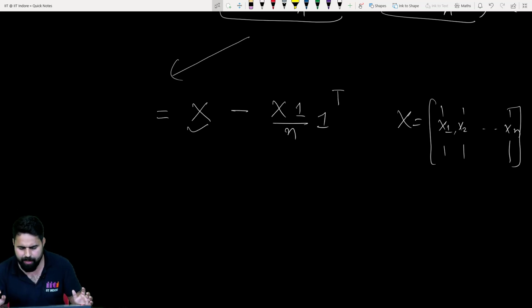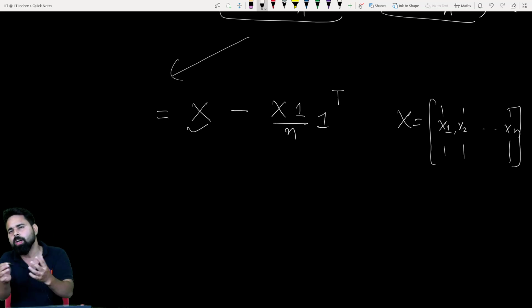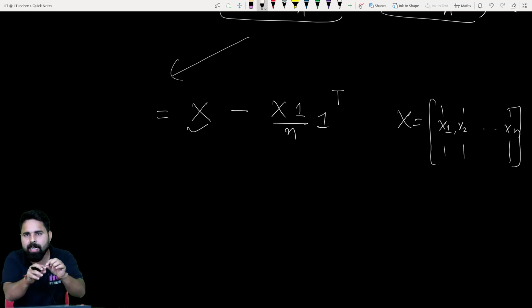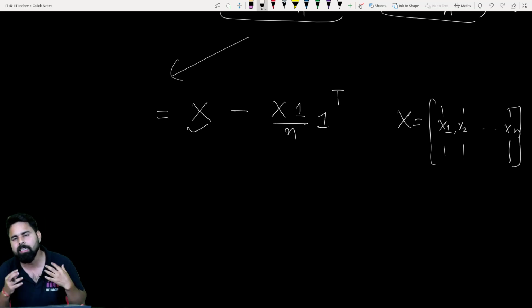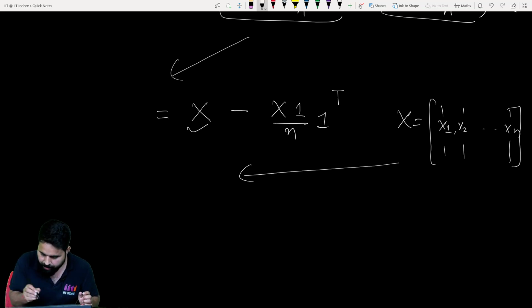Now from this data matrix, what am I doing? I am multiplying this data matrix with 1 on the right-hand side. That means we are adding these rows: every entry of the first row is added, then every entry of the second row is added, and then we are dividing by n. So it seems like we are taking the average of the rows. Basically, let me write the same matrix in the row view.